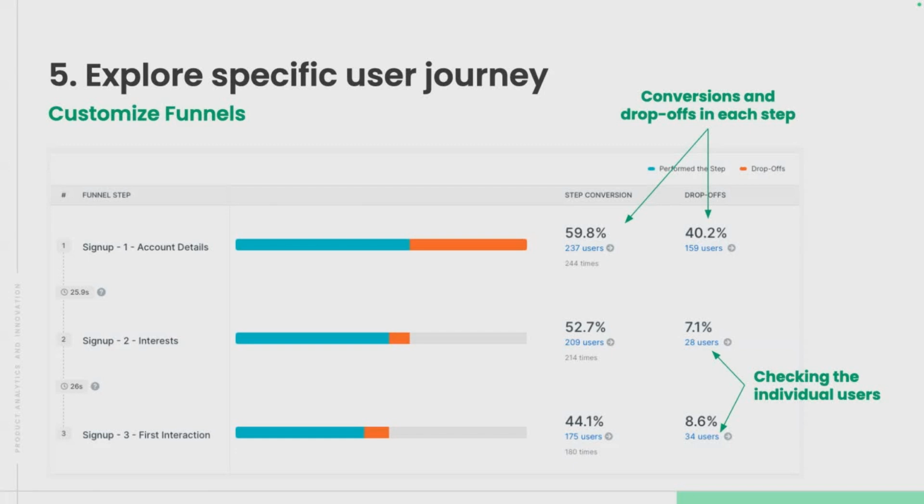And again, you have an option to go and see the particular users. So for example, if the numbers were not that optimistic, you can go and see those users to find out what might be the problem, why they are not interacting with it, based on their individual behavior.